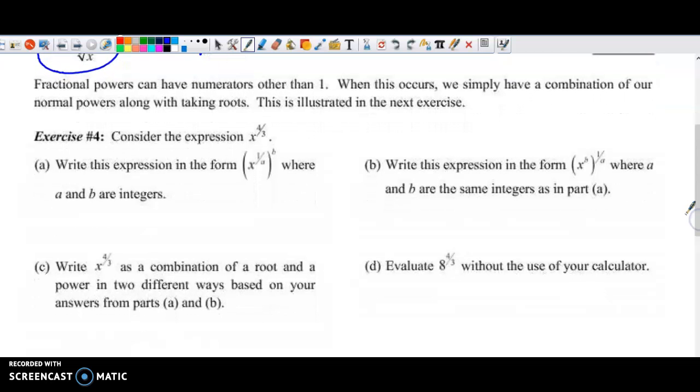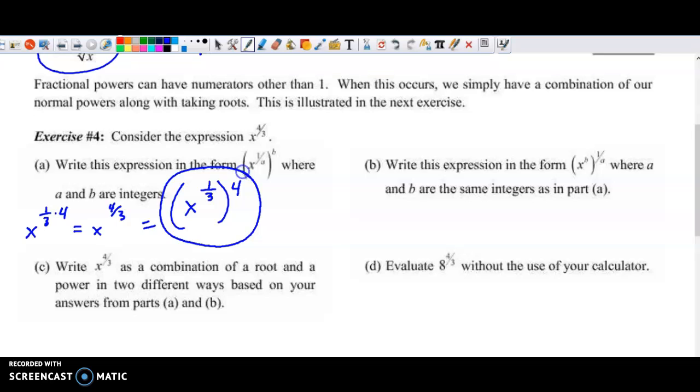Because this next rule is pretty important. Because if we were to look at this problem and we have x to the 4/3 power, what you could actually do is rewrite it as x to the 1/3 power to the 4th power. If that doesn't resonate with you, think about how if we did a power to a power, you multiply the exponent, and multiplying a whole number by a fraction just goes into the numerator. So this is equivalent, but this is the answer they're looking for.